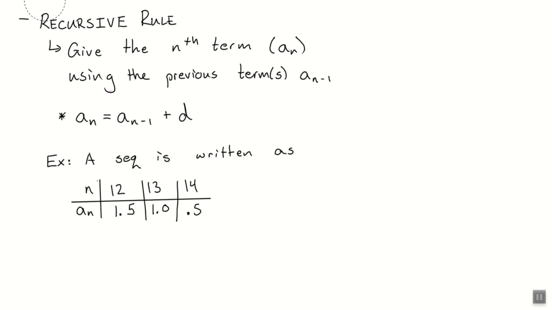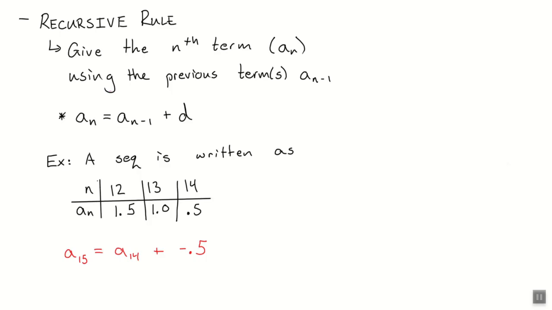So if I wanted something like a sub 15, for example, using our recursive rule, it's super easy. All we have to do is take the 14th term, a sub 14, and add what to it? What is our common difference? Negative 0.5. Do you think we're going to write plus a negative? There's a better way to add a negative. Yeah, let's just subtract. I agree with you.